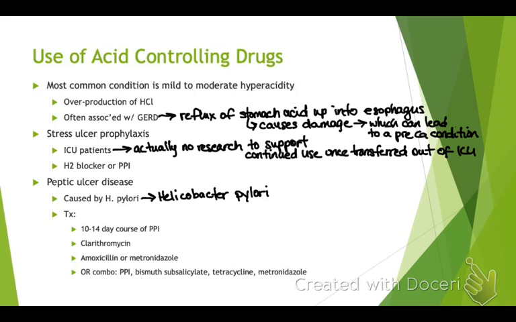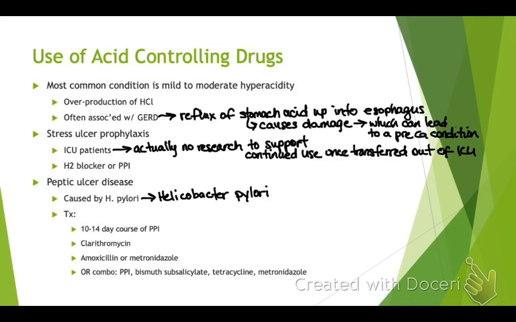So we want to prevent a stress ulcer. Patients that are in the ICU are given these acid-controlling drugs to be able to prevent them from getting stress ulcers, because they're really ill patients and their body is under stress. Your body under stress will overproduce hydrochloric acid. There's actually no research to support the continued use once the patient is transferred out of ICU.